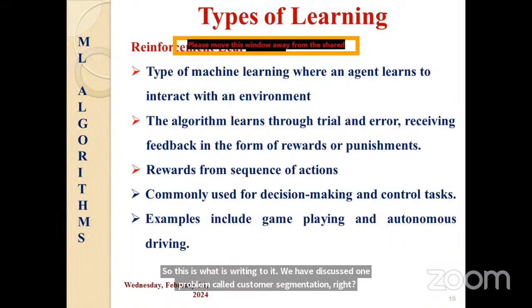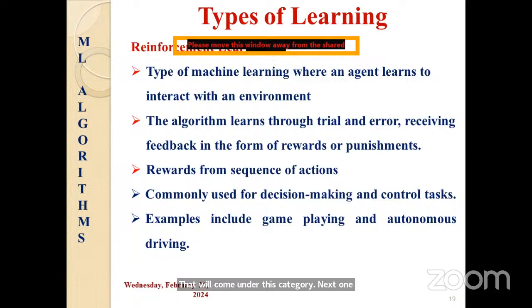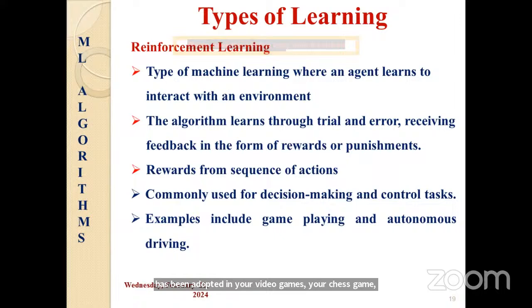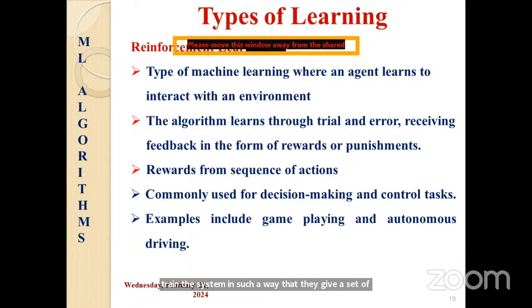Next one is reinforcement learning. This is the learning that has been adopted in your video games, your chess game, everything, right? We cannot determine everything in advance and make the machine learn. So what we do is train the machine, or the system, in such a way that we give a set of moves, and we also make it learn from the system when it is online.